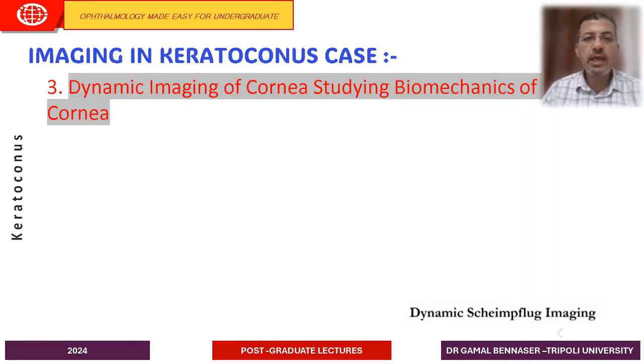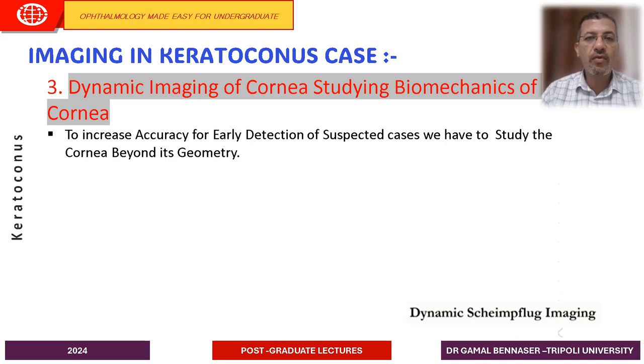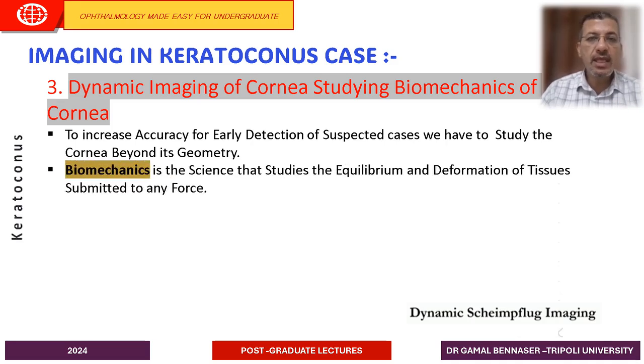Now we come to the third modality of corneal imaging in keratoconus, which is known as the dynamic imaging of the cornea, or studying the biomechanics of the cornea. And this is accomplished by deformation of the cornea using air, and then we study the physical properties of the cornea. The idea came from the fact that some cases have a normal tomographic map, and upon examining the physical properties, mainly the elasticity and viscosity of the cornea, they found them abnormal. And based on these criteria and indices, they could determine the high-risk cases for ectasia following laser vision correction, or cases with forme fruste keratoconus.